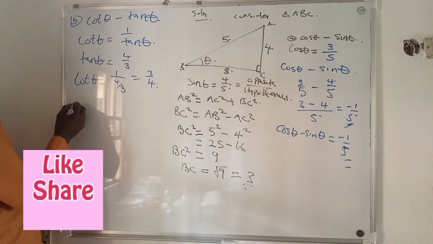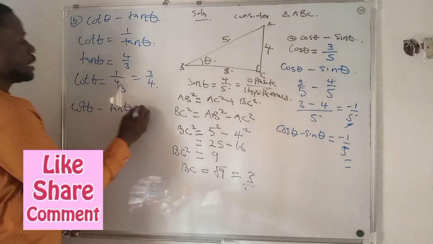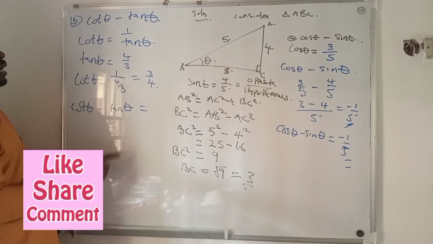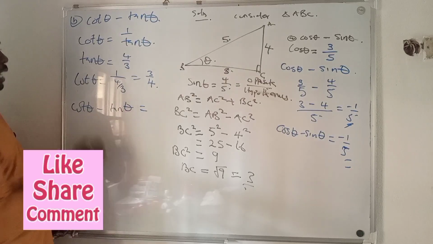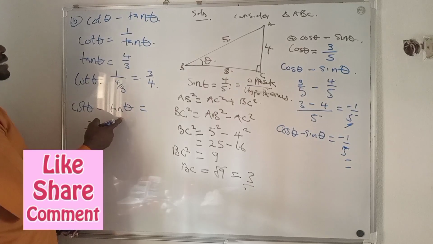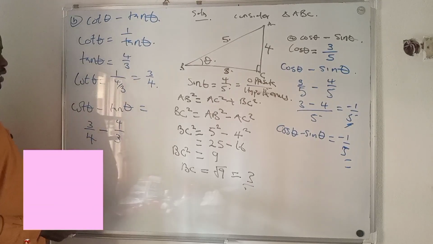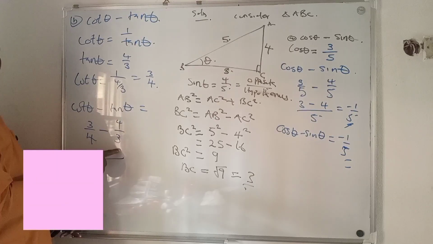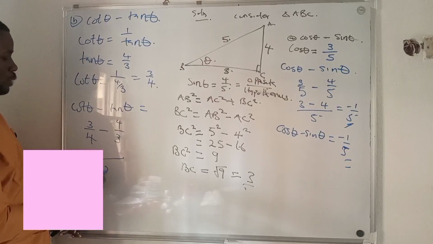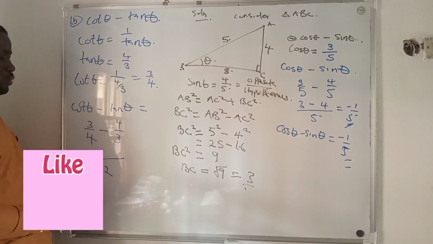Now, we will say that cot theta minus tan theta is equal to, this is a formula. Now, what is the value of cot theta? Cot theta is 3 all over 4. Minus, what is the value of tan theta? Tan theta is 4 all over 3. You look for the LCM. The LCM will be 4 times 3, which is 12. 4 into 12, that's to say 12 divided by 4, that of course will be 3.